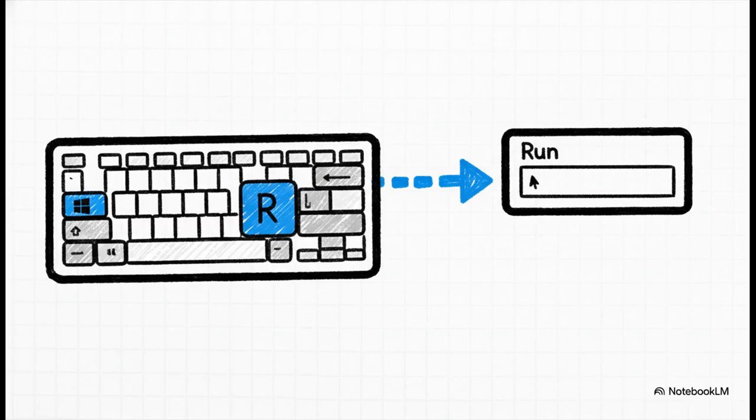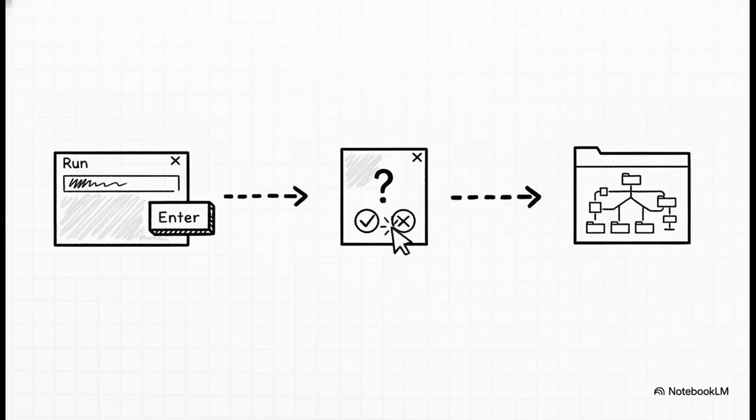All right, ready? Step 1 is super simple. Just press the Windows key and the letter R on your keyboard at the same time. This little box called the Run command will pop right up. Now, in that box, just type regedit, that's regedit, and hit Enter. Your computer might ask you for permission, just go ahead and click Yes. And that will open up the famous and powerful Registry Editor.